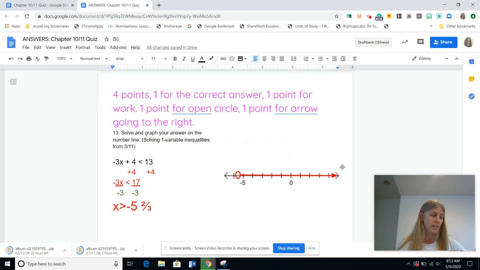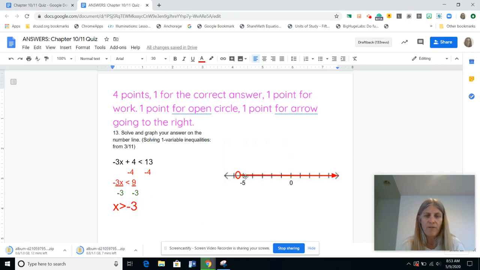Problem number 13 is going ahead and solving inequalities. This is a throwback from our inequalities chapter. You're going to get 4 points, 1 for the correct answer, 1 for the work. So we're going to go ahead and solve. So we're going to solve it like a normal problem here. We're going to start by subtracting 4 from both sides of our equation. And that gives us negative 3x is equal to 9. We're then going to divide both sides by negative 3. And that is going to make y is greater than negative 3.